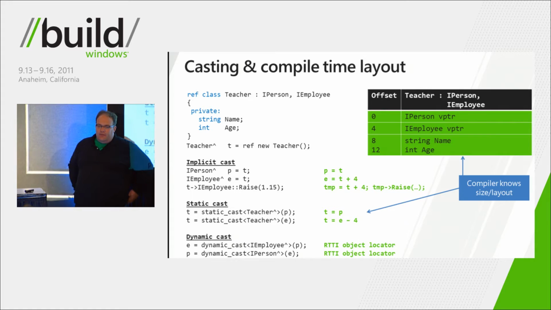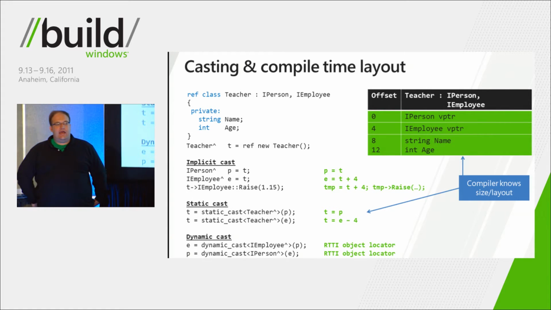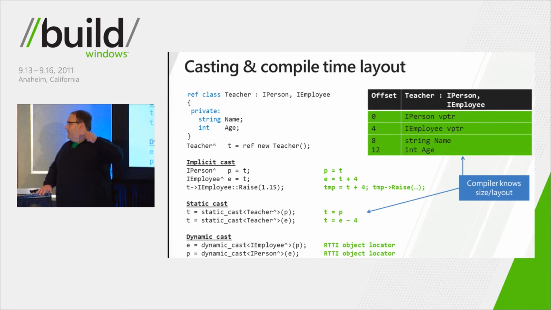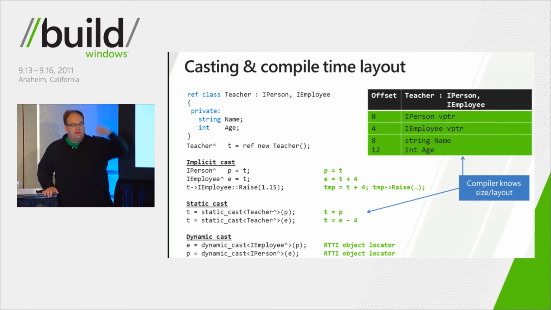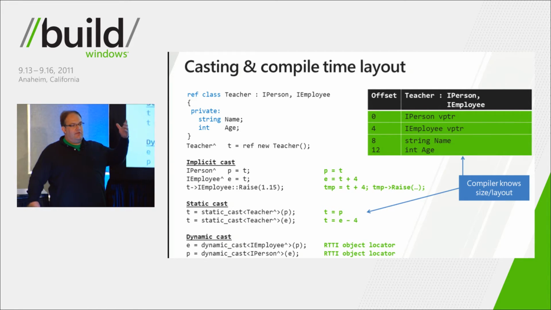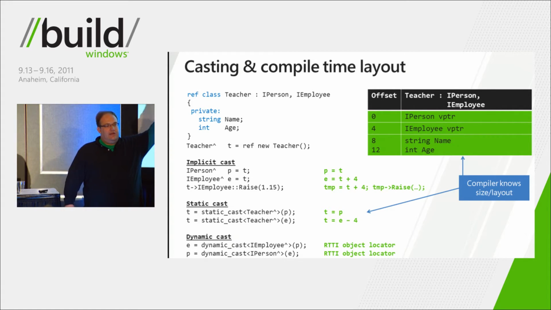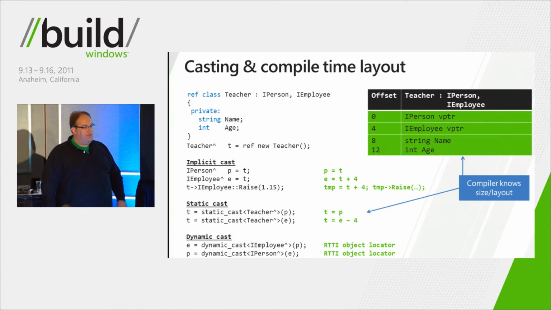Okay, so talking a little bit more about how casting works in all of this brave new ref class world. Let's say we have this component as specified on the slide. We have a ref class teacher that derives from iPerson and iEmployee, and we have the source code. So C++ knows this is a C++ class, so it knows what layout is on the right-hand side. It creates a layout that says iPerson v-pointer is at offset 0, iEmployee v-pointer is at offset 4, and string and age are at offset 8 and 12 respectively.